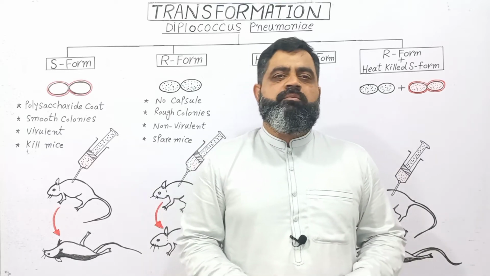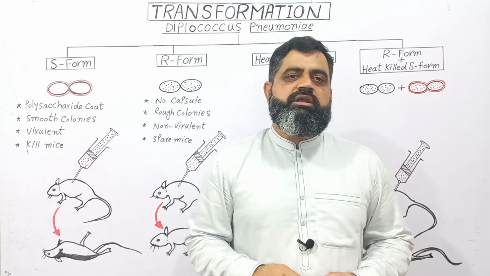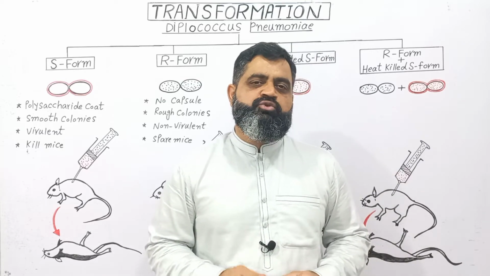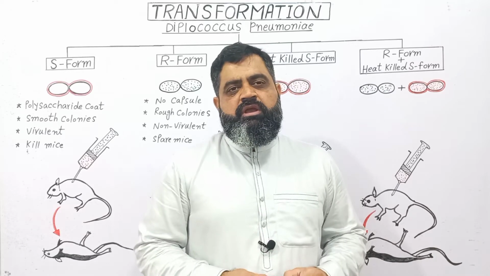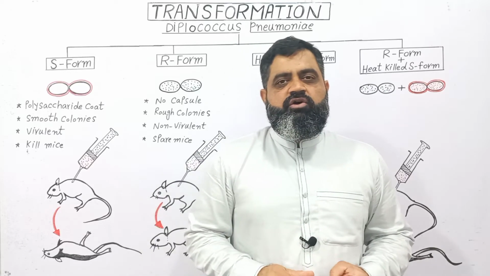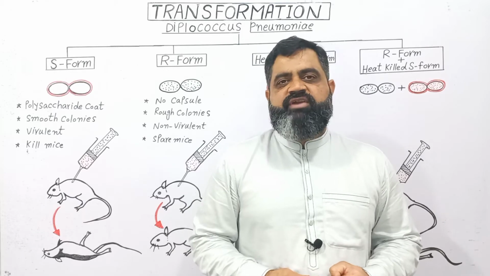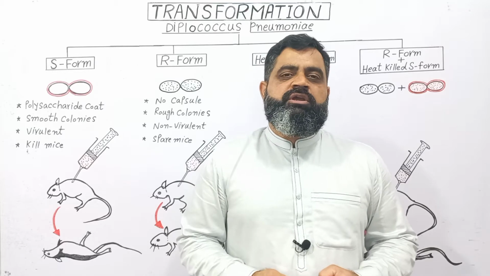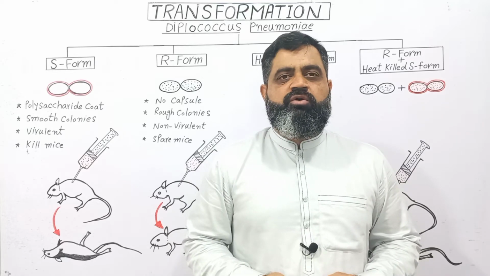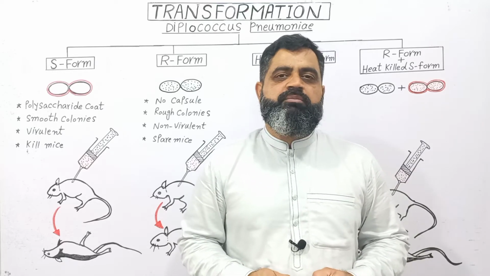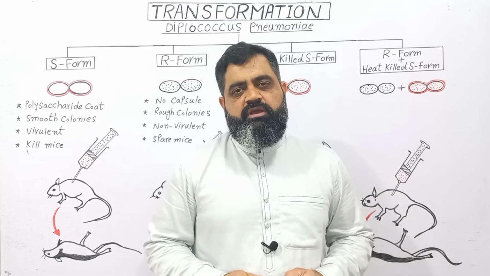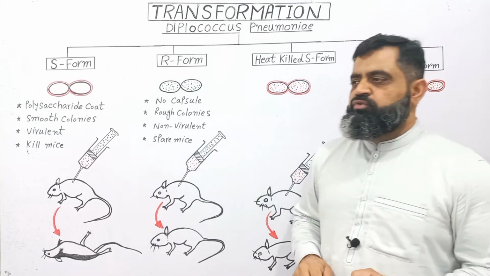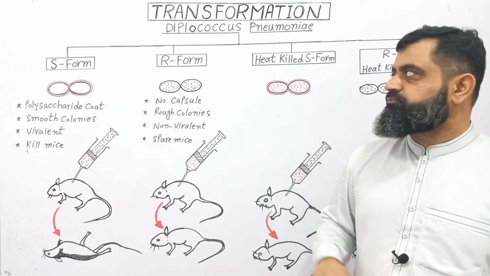Transformation is a process in which naked DNA is transferred from one cell to another cell, usually bacteria. To prove this process of transformation in bacteria, Frederick Griffith, an English microbiologist, performed some experiments on a bacterium known as Diplococcus pneumoniae. He was working to find the cure for pneumonia.